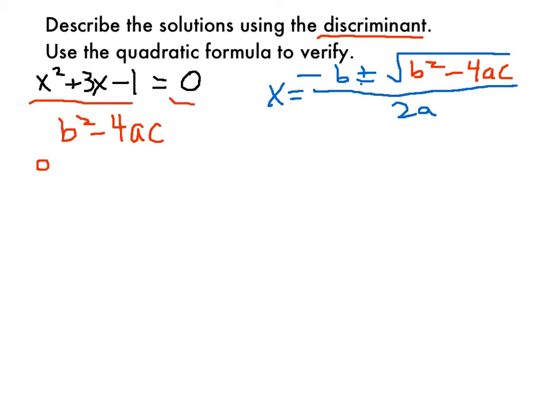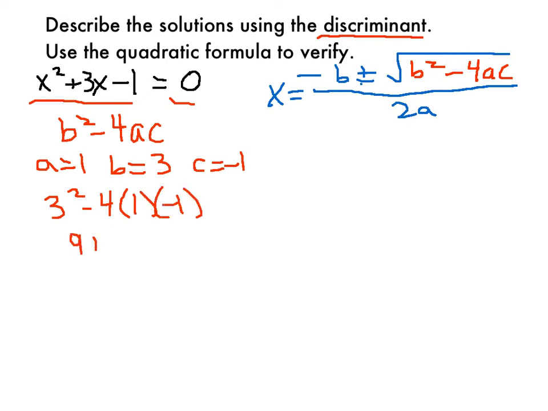And then we can clearly see that my a is 1, my b is 3, and my c is minus 1. So when I plug them into this formula, you'll get 3 squared minus 4 times 1 times negative 1. So we'll get 9 plus 4, which is 13. Since this is greater than 0, then we know that we're going to have 2 real solutions because it's a positive number.